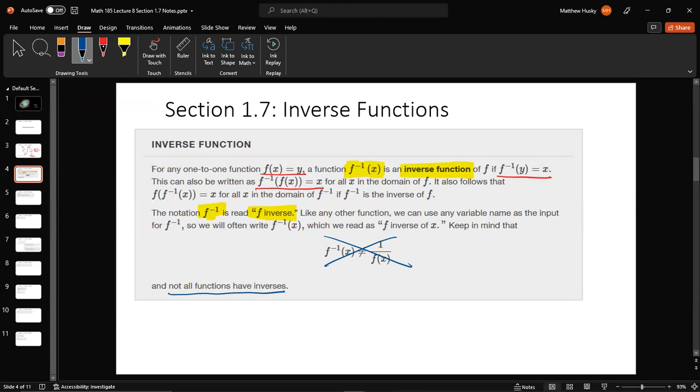Fun fact, not all functions have inverses. We talked earlier about having to be a one-to-one function. If you're not one-to-one, you don't have an inverse. You have to mess with it in some fashion to be able to have an inverse.